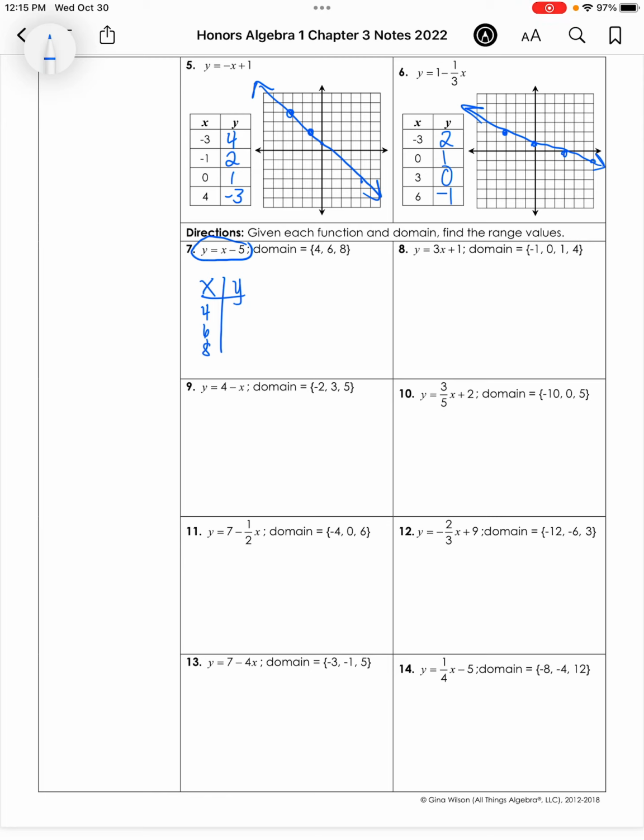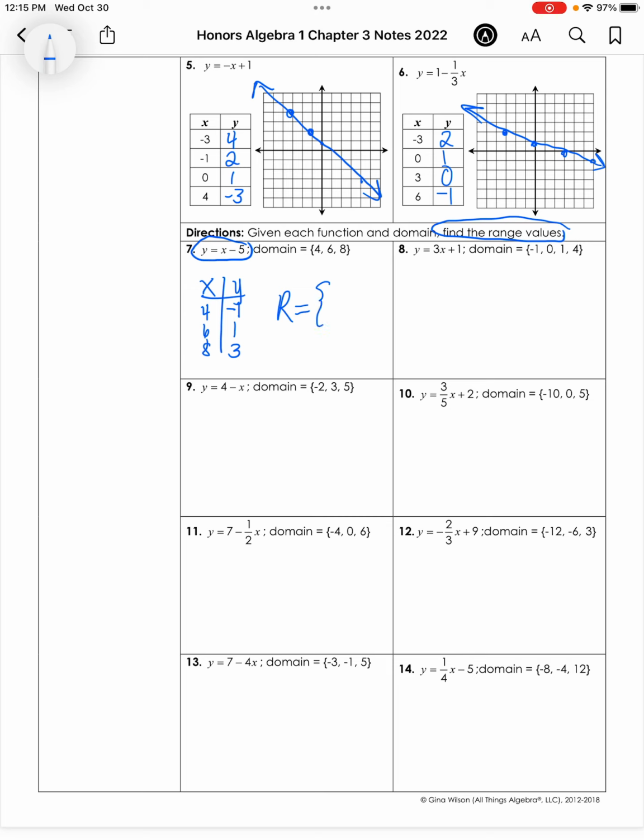So what we would have to do is create a table, I think is the best way to do it. We're going to then replace 4 in for x, 6 in for x, 8 in for x, and get our answers. When I replace 4 in for x, 4 minus 5 is -1, 6 minus 5 is 1, 8 minus 5 is 3. In the end, what it wants us to do is find the range values. So what we would do from here is actually answer the question. The range is not going to be an inequality.